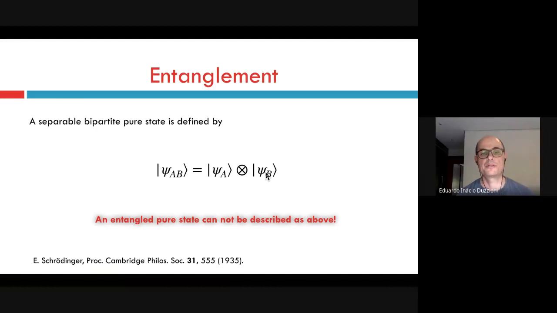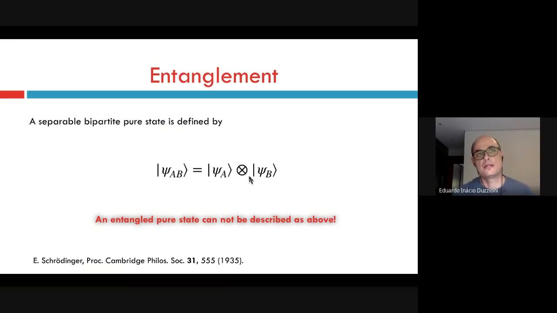It's quite similar to a joint probability. For instance, suppose that P(AB) is a joint probability. If the joint probability is written as probability A times probability B, this means that systems A and B are not correlated. This is the case of separable states. Although there are also classical correlations, this is just an analogy to the case of entanglement. So once you define what a separable pure state is, all states that cannot be described in this way are defined as entangled states.